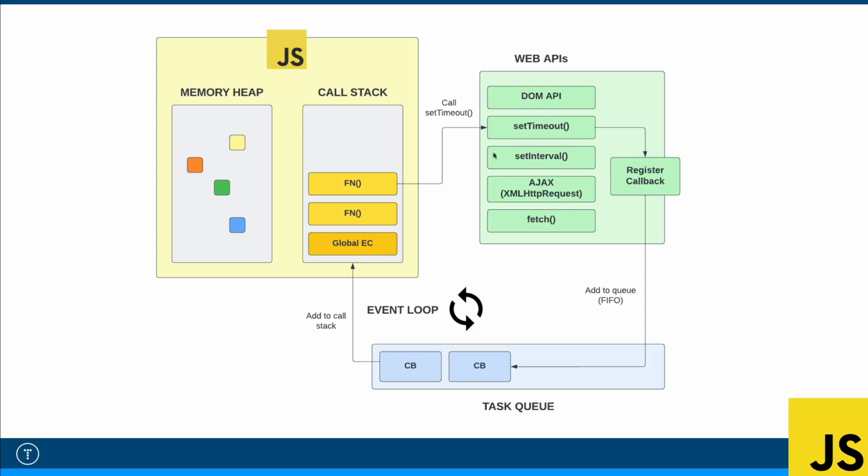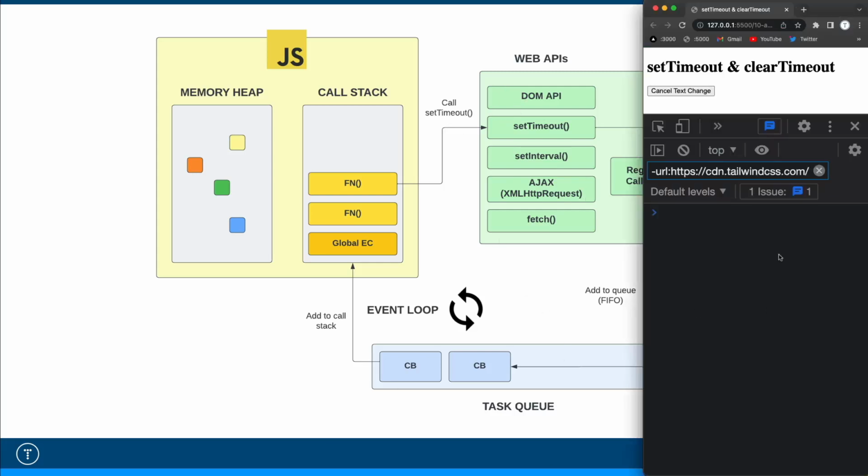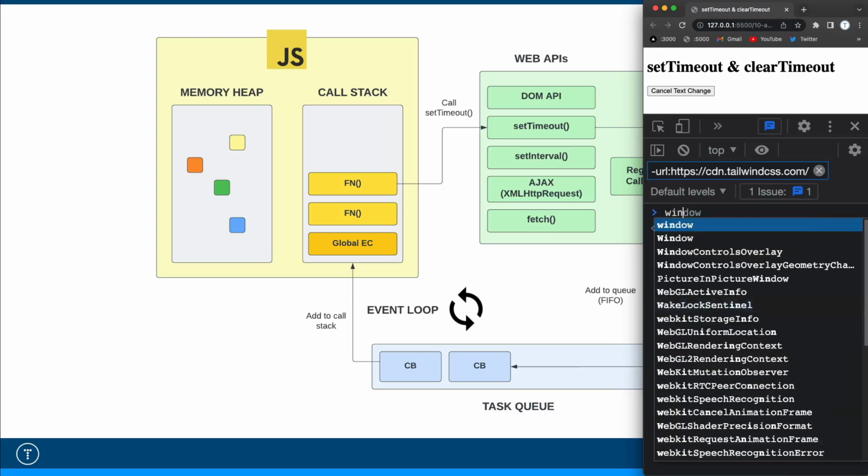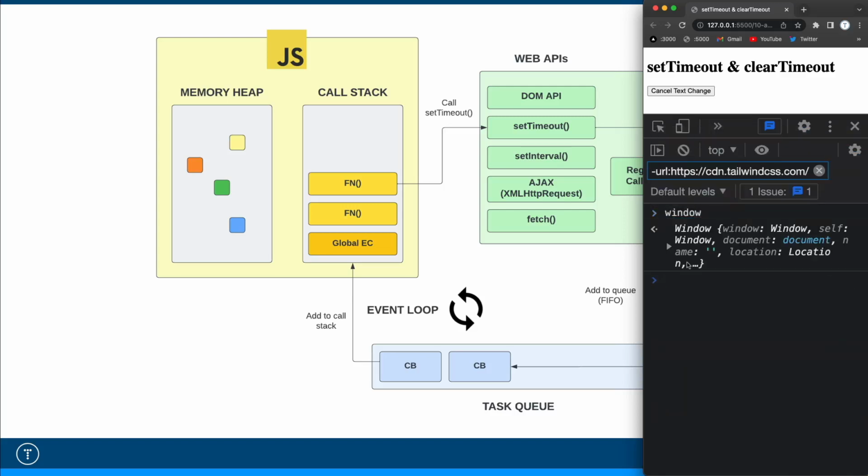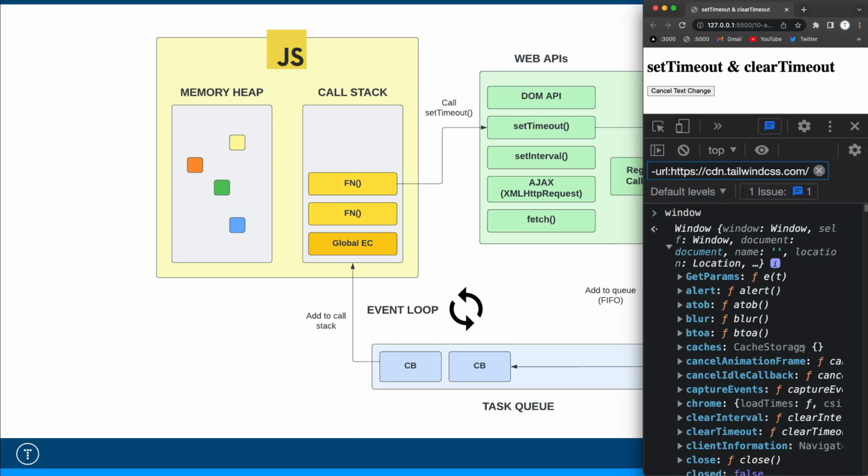Now, these are not part of the core JavaScript language, and we can see that if you just go to any web page, doesn't matter, and just open up your console and type in window, which we've done a few times before. This gives us the window object. And this is created during the creation phase of the global execution context. We talked about that earlier as well.